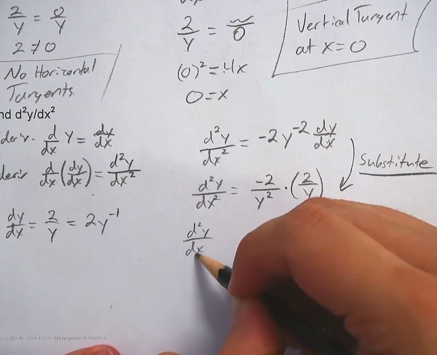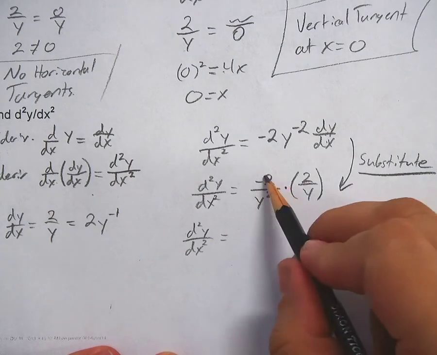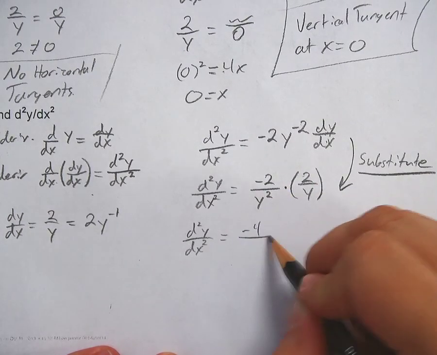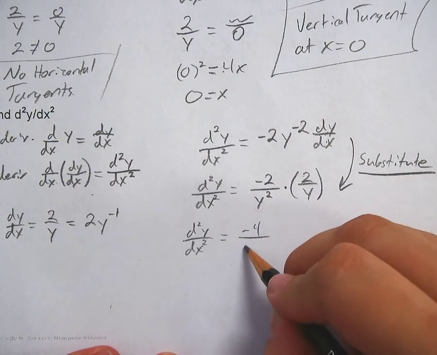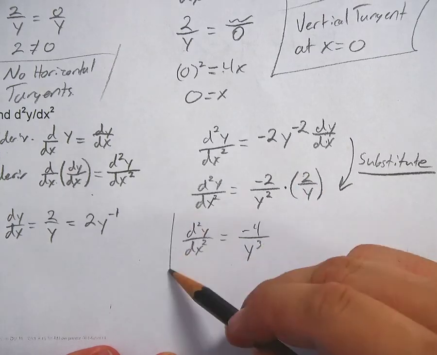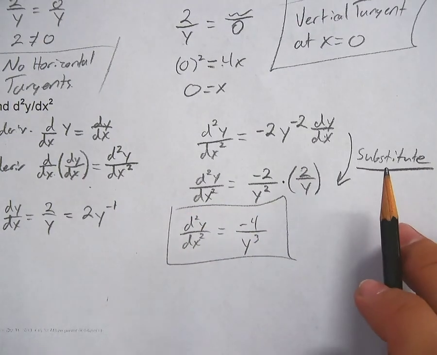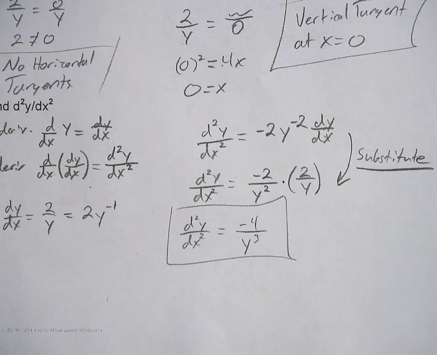d squared y over dx squared. So negative 2 times 2 is negative 4. y squared times y is y cubed. This is the part that's different on this, is you have to substitute your original. But apart from that, it's not too bad. That's a second derivative with implicit differentiation.